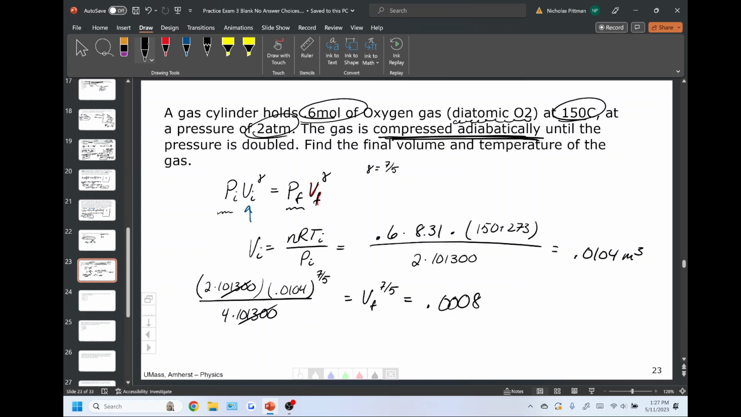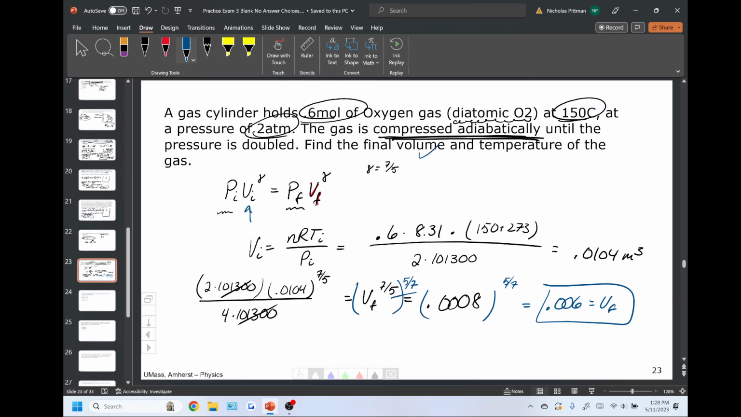Okay, and now I'm going to take both sides to the 5/7 power. Right, you multiply exponents, so these two actually will cancel to 1. Okay, so I take my answer, I raise it to the 5/7 power, and I get V final is 0.006. Okay, that's final volume, now I'm asked about the final temperature.